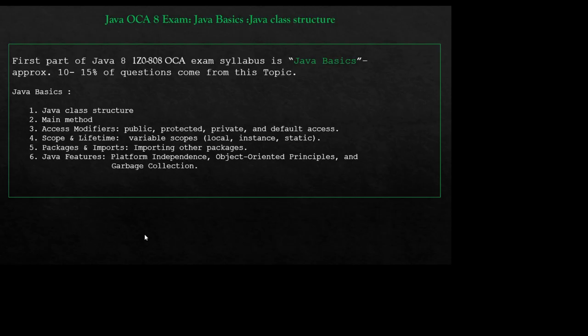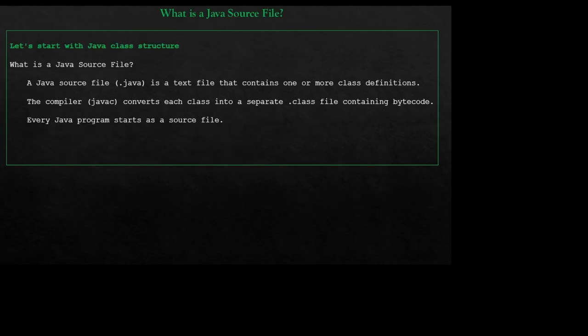A Java source file is basically a text file, and it has various class definitions. The class definition is a must to produce bytecode. The compiler, javac, converts each class into a separate .class file containing bytecode, and every Java program starts as a source file. The 3 parts of a Java source file are: one, the package declaration; two, the import statements; and finally the class declarations.